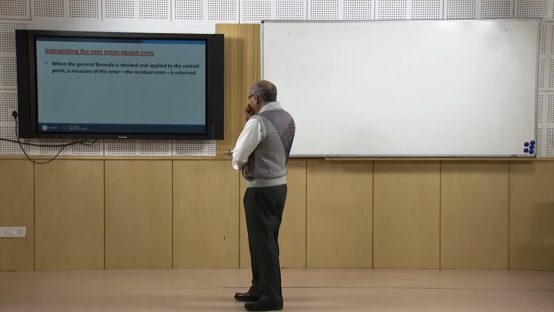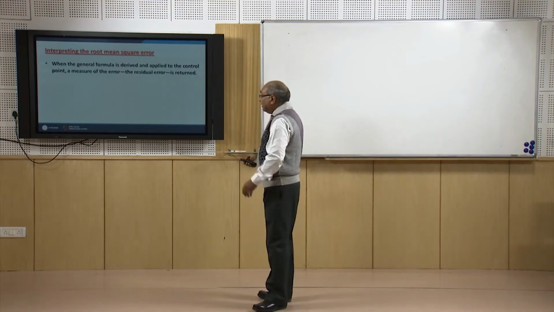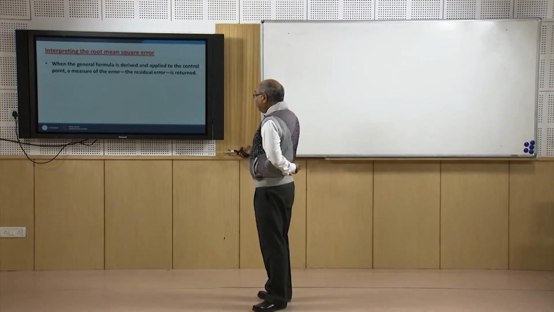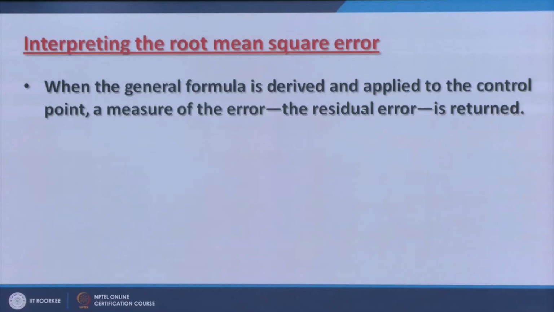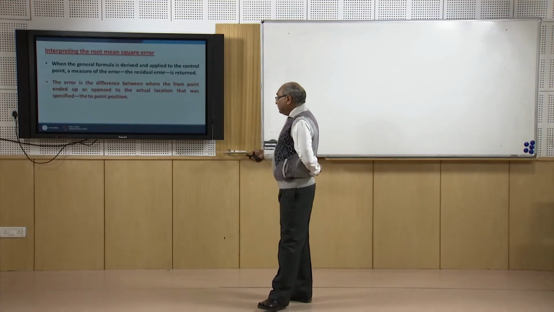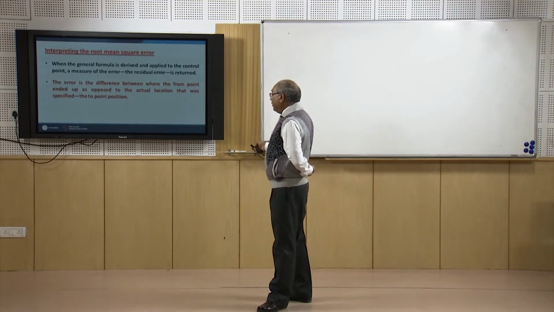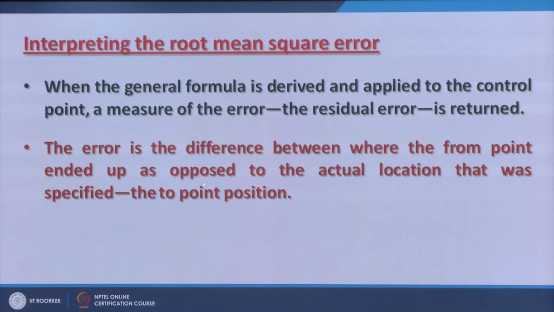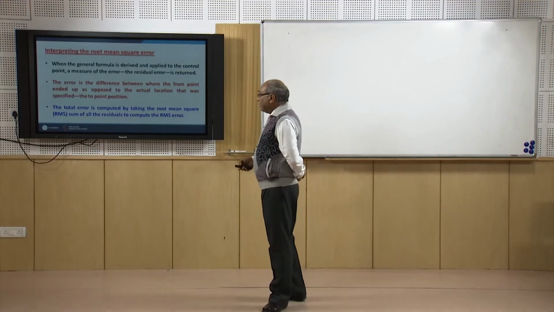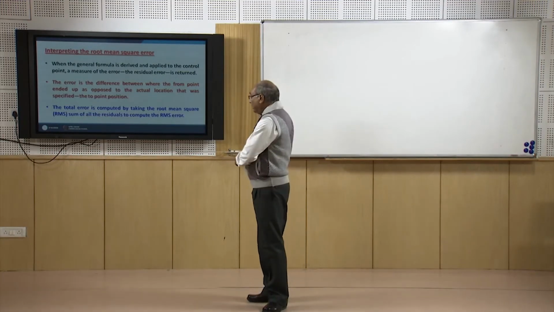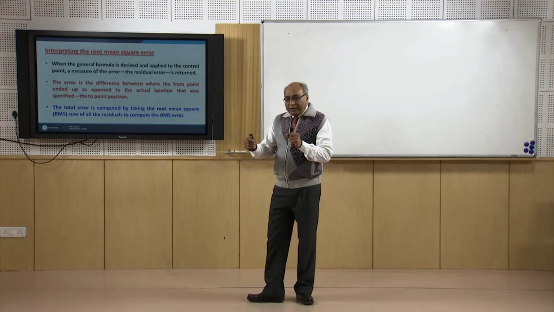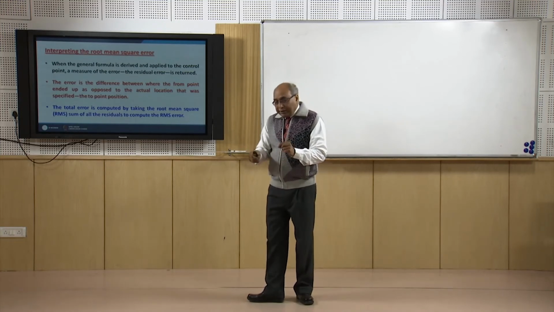So how you choose these errors is that when the general formula is derived, it is applied to the control points, and a measure of error, that is residual error, is returned. This error is nothing but the difference between where the point ended up as opposed to the actual location that was specified for the point position. And the total error is computed, as each GCP's error is calculated.